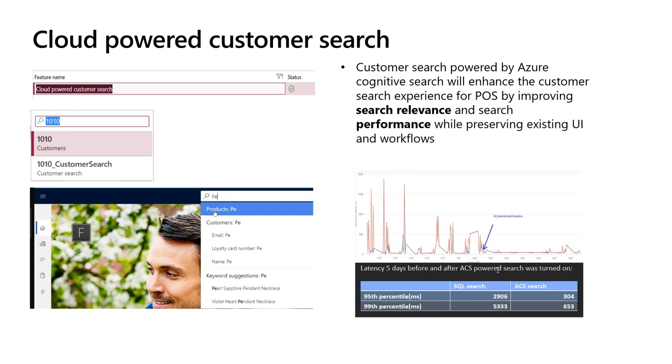You need to schedule the customer search job, the 1010 underscore customer search job, at regular intervals to synchronize the incremental changes with Azure Search Service. If you are using customer creation or editing in asynchronous mode, first you need to synchronize the data with headquarters. Then you need to run the 1010 customer search job to make these customers searchable in POS. That's all about cloud-powered customer search.